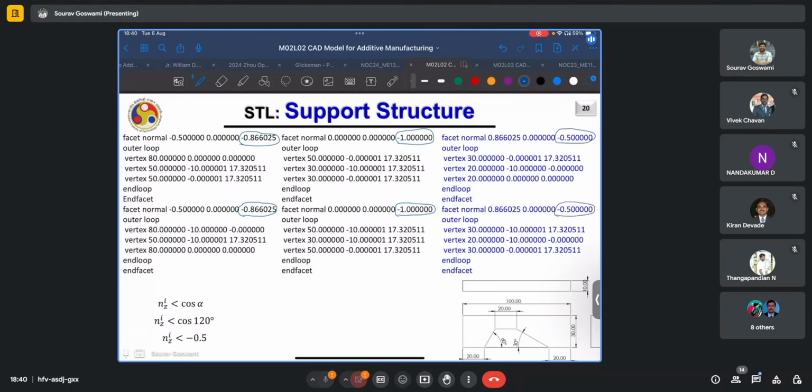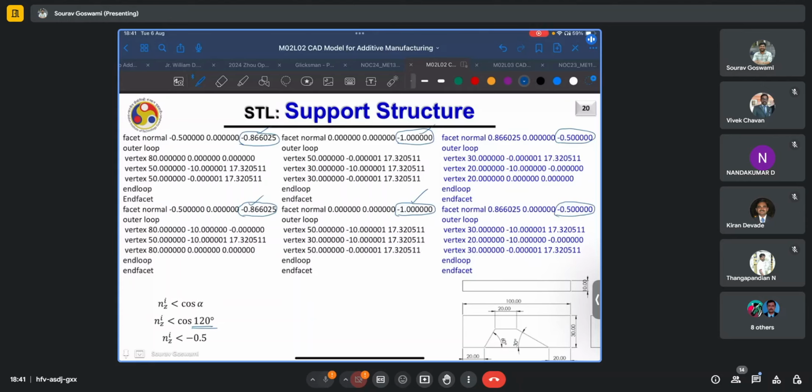So say for a machine and material combination where the critical angle is still 120 degrees, we know that for all such facets which have the Z component of the facet normal less than cos 120 degrees, or less than -0.5, such faces will need supports. From this code snippet, we see that this facet has the value of the z component less than -0.5. Similarly for this one, number 3 and number 4. So all of these four triangles will be needing supports.